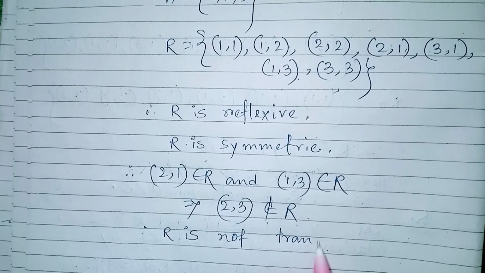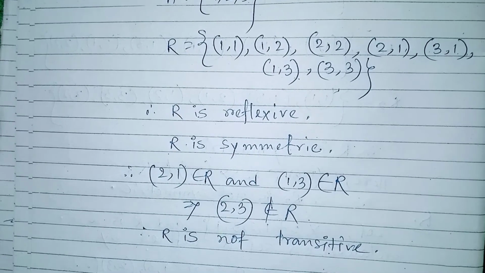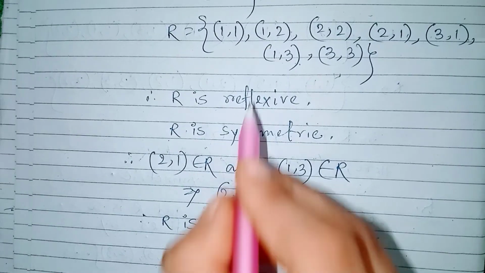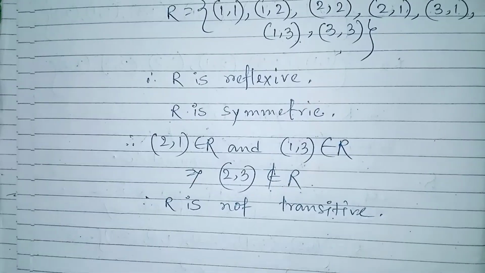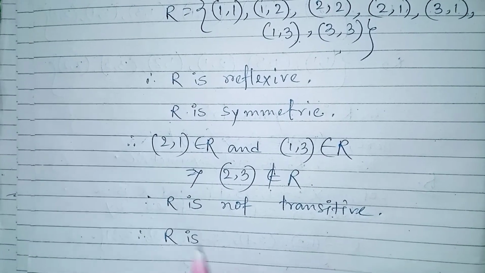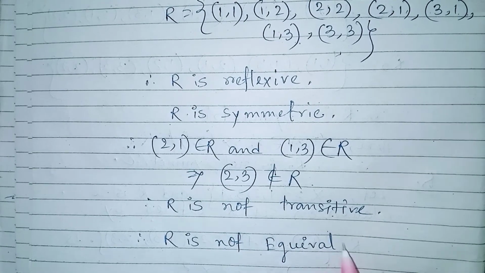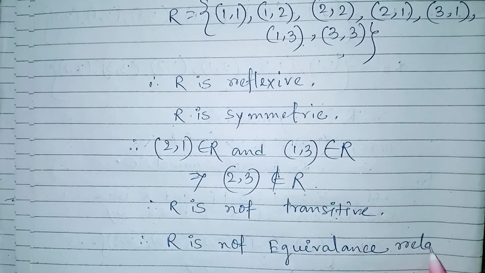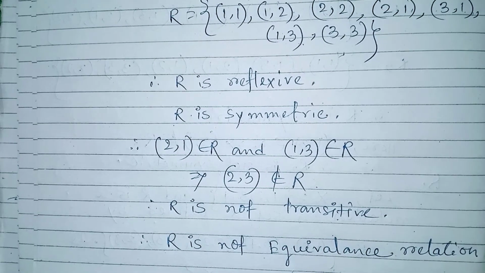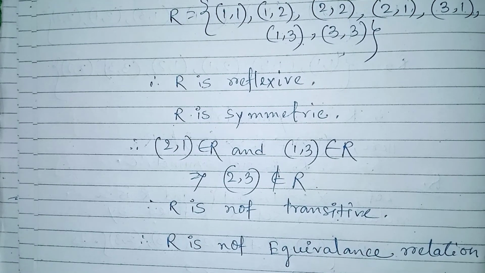I said that all three must hold for it to be an equivalence relation. Here R is reflexive and symmetric but not transitive. Therefore R is not an equivalence relation. Okay, I hope it's clear. In the next class we will discuss all the important questions that come in exams and competitive exams. I hope you understood. Thank you. If you have any doubts, you can ask.